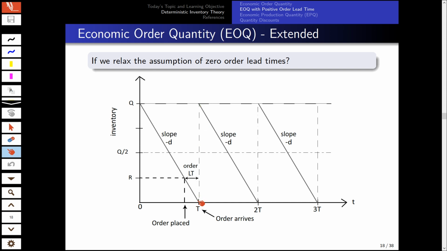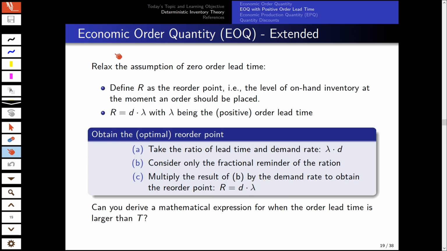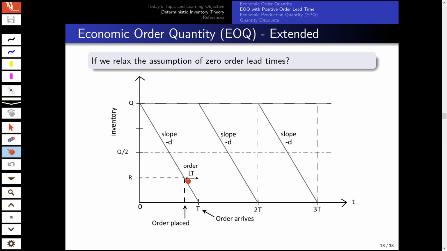What happens now if we have a positive order lead time, so that we need to wait for our order to arrive. So we need to place our order before that. When the order arrives, then our inventory will drop to 0. So this is the time in between. When we relax the assumption, we can define a reorder point, big R. That is the level of on-hand inventory at the moment where we should place our order. That would be exactly here.